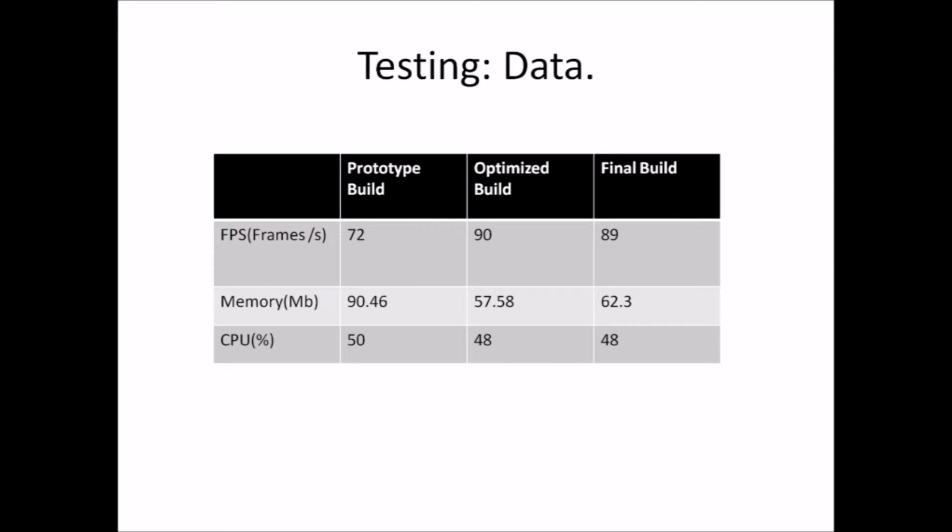These are the results. As you can see from the prototype build, the optimized build has a significantly higher frame rate, a lower memory usage, and a slightly lower CPU usage. This result is also carried through to the final build, which loses 1 FPS, gains a slight increase in memory usage, and continues to only use 48% of the CPU.